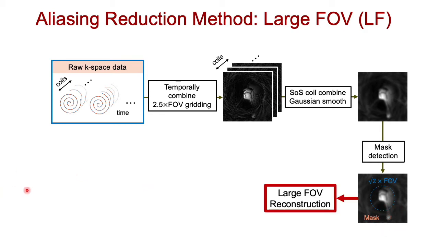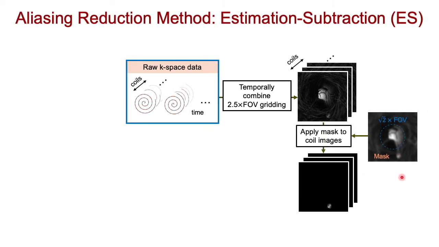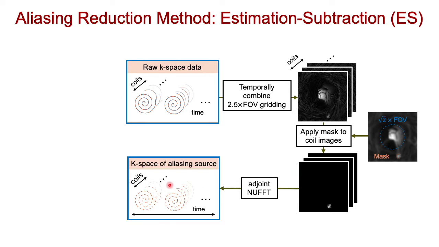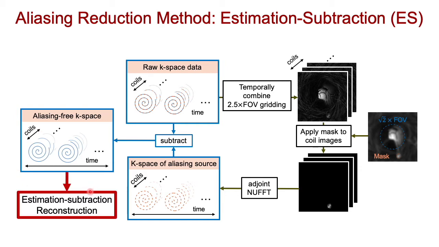From there, we can perform the first aliasing reduction method, the large FOV reconstruction. This method keeps a 2.5 image FOV during the reconstruction, but only reconstructs the signal within the square root of 2 circular FOV and the aliasing source mask. The second method applies the mask on the coil images and estimates its k-space signal. This signal is subtracted from the raw data to obtain aliasing-free k-space for further reconstruction.